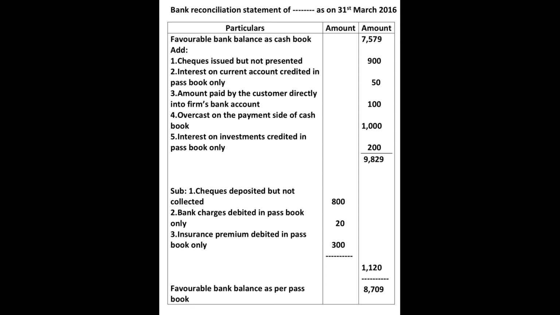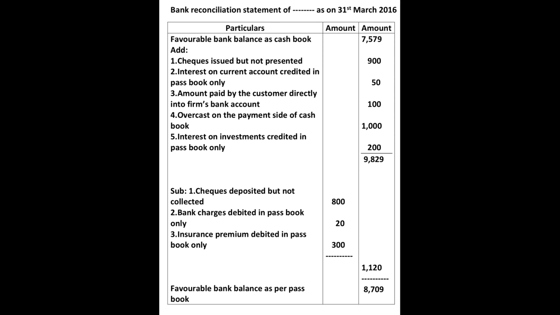Now finally, outer column amounts first we should add. 7,579 plus 900 plus 500 plus 100 plus 1000 plus 200 is equal 9,829. Then in inner column we wrote three amounts now. Add these three amounts and write down the total in outer column. 1,120. Finally, from 9,829, you have to subtract 1,120. Now the answer is plus value, no? 8,709. Because 9,829 is more than 1,120. So plus value is coming.